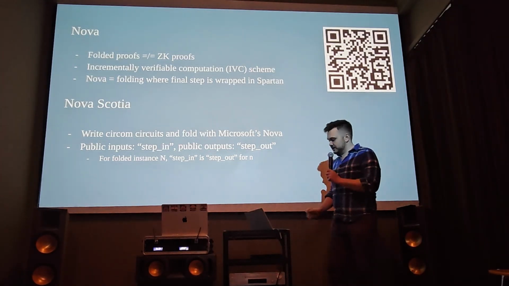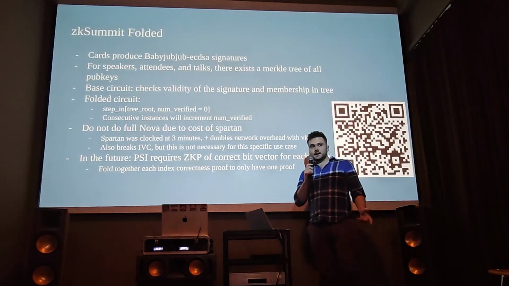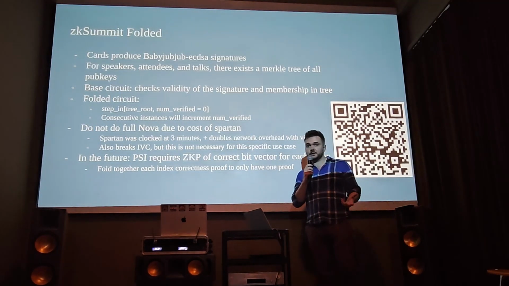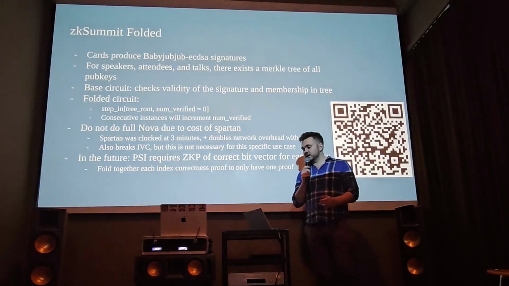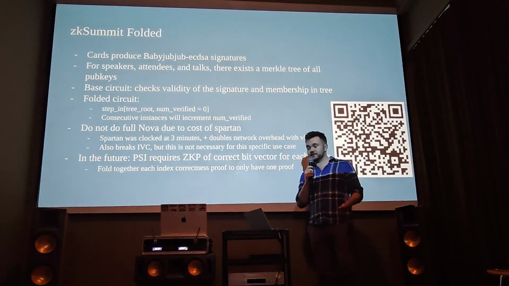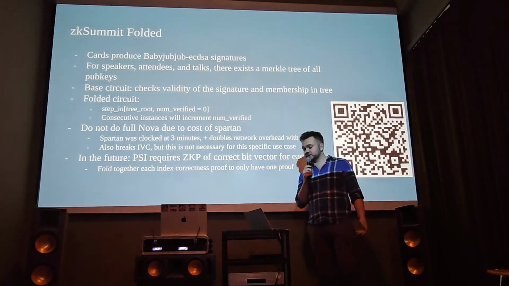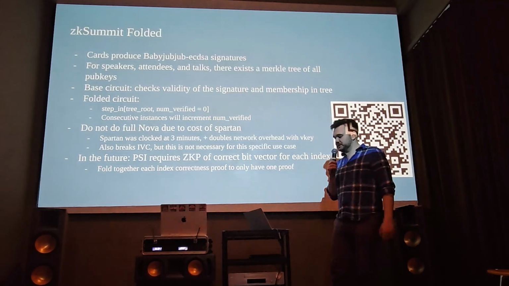So going into ZK Summit Folded, I'm not going to go over everything that was already talked about, but briefly, you've got the cards, which produce Baby Jubjub ECDSA signatures. There's a bunch of different groups. There's speakers, attendees, talks, and these all have Merkle trees. And the base circuit, which we're working from, checks the validity of the signature and then checks the membership of the public key that produced that signature, checks that it's in the tree.